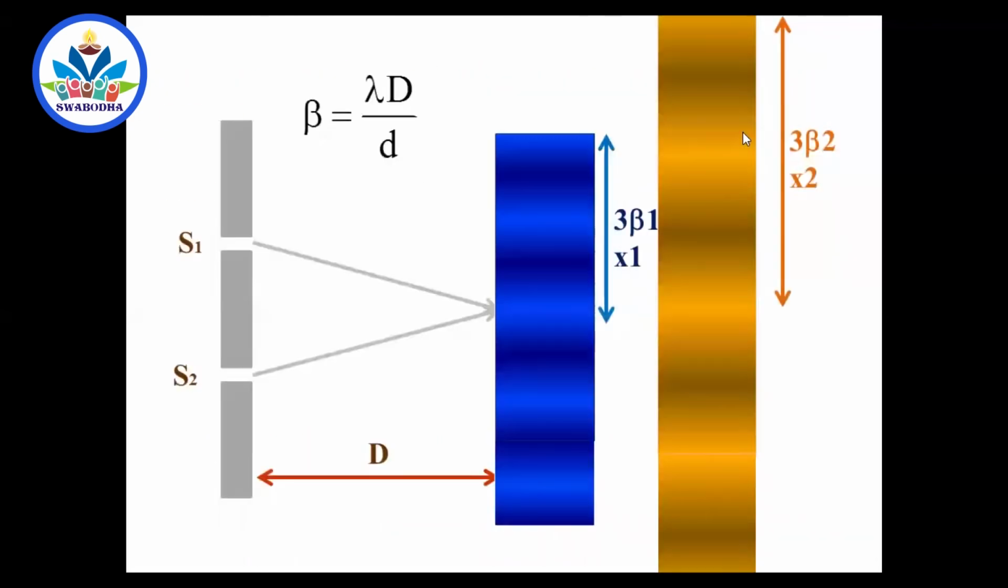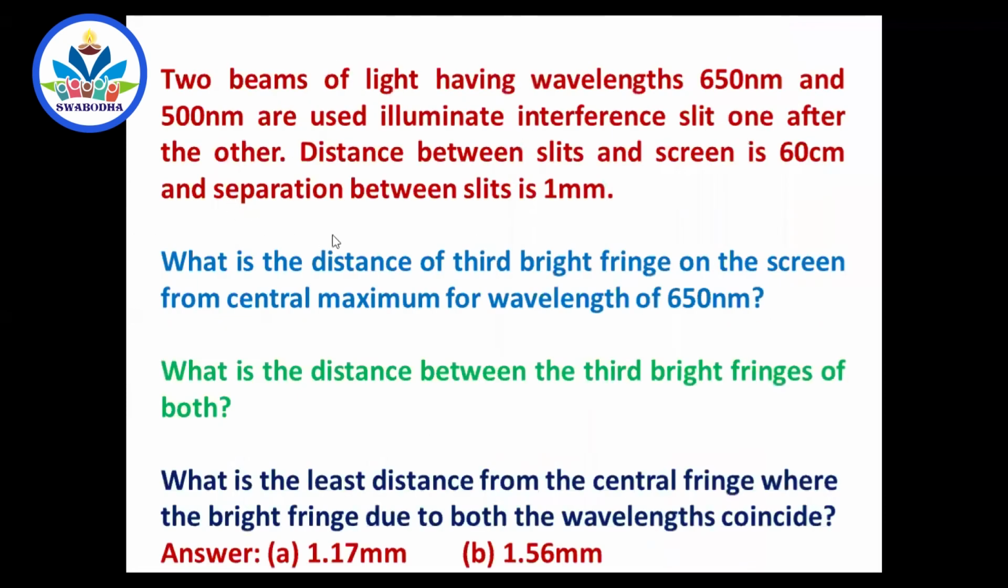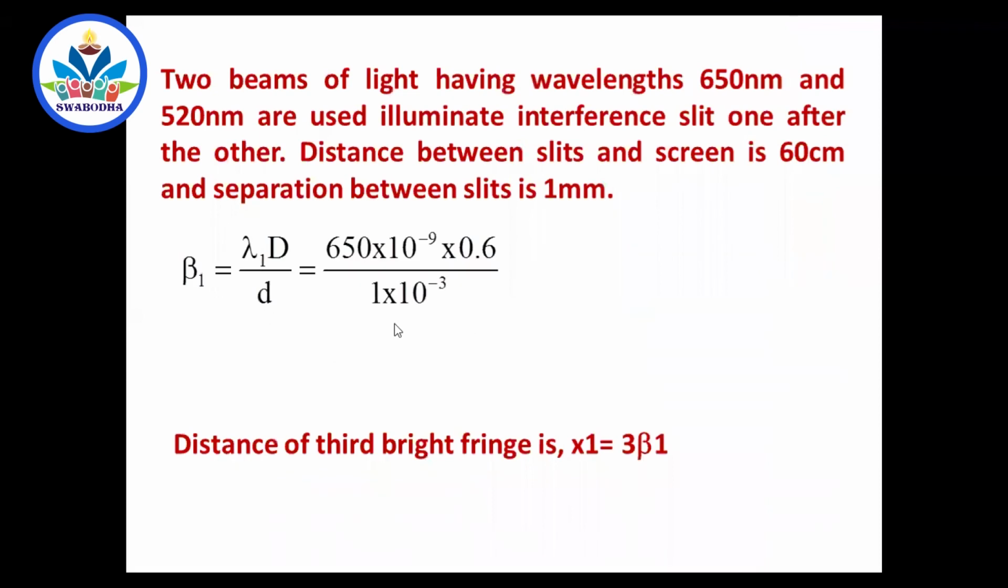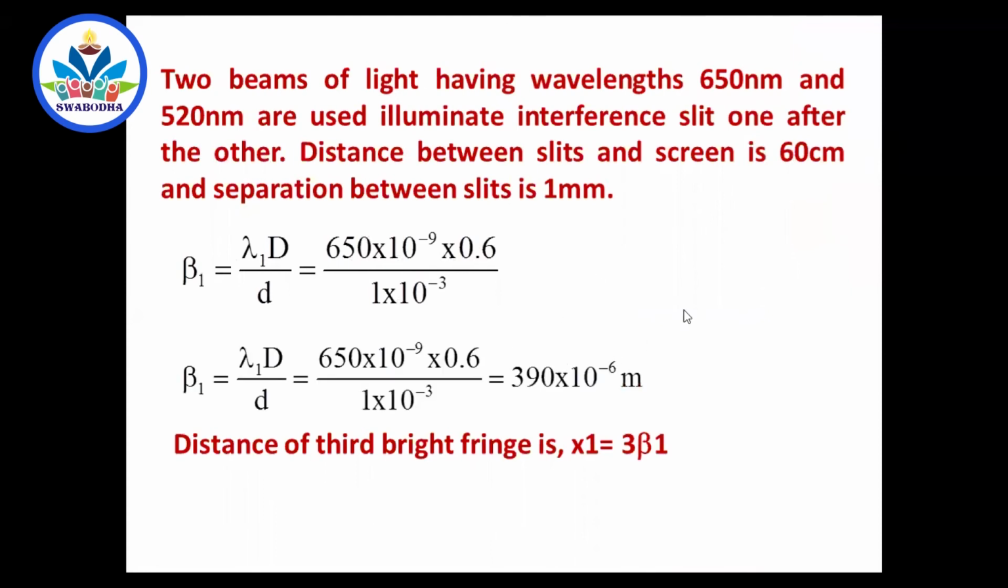Now we will find out what is lambda 1 for the first color, because they have asked you what is the distance of the third bright fringe on the screen from the central maximum of 650 nanometer. Okay, beta is equal to lambda D by d. Beta 1 is lambda 1 D by d. Lambda 1 is 650 nanometer into 0.6 meters, capital D. Small d is 1 millimeter. This is the next experiment, 520. So delete it now. So what is the answer for this one? This is equal to 390 micrometers, because this is 0.6 into 650, that's all.